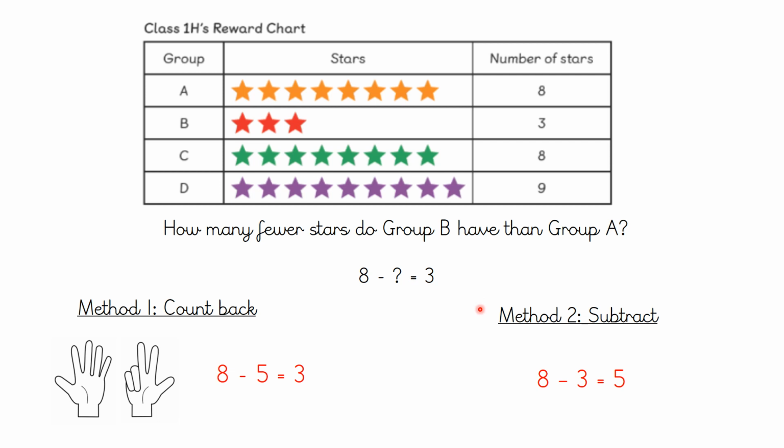The second method we could use would be subtraction. We know that 8 minus something will bring us to 3. So we can say 8 minus 3 will leave us with that something. Again, in our head or on our fingers, we can figure out that 8 minus 3 equals 5.